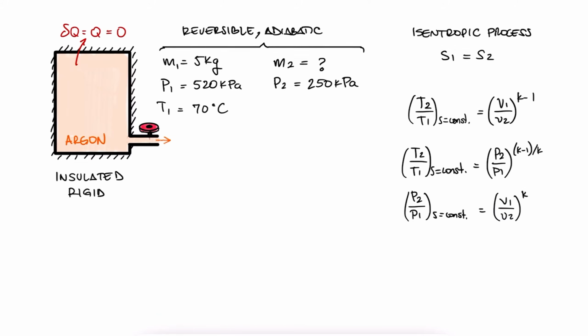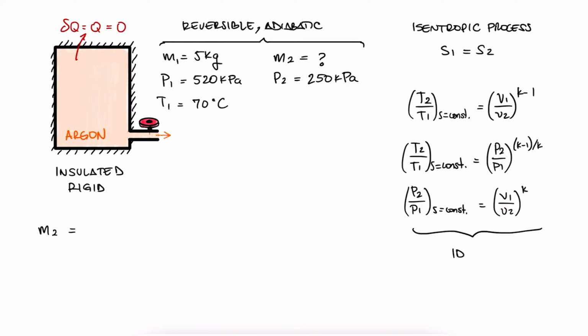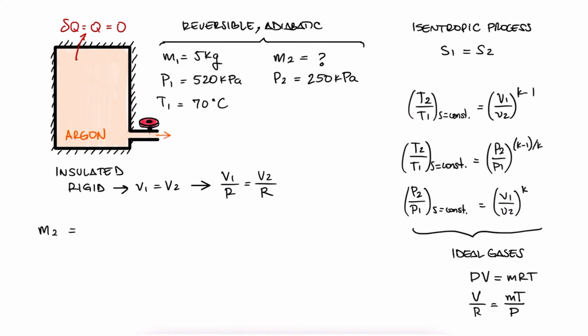Since what we want to find is the mass at state 2, and argon is an ideal gas, since the volumes and R didn't change, we have that M1T1 over P1 is equal to M2T2 over P2, and therefore M2 is equal to M1T1P2 over P1T2. We have all the values except for T2.